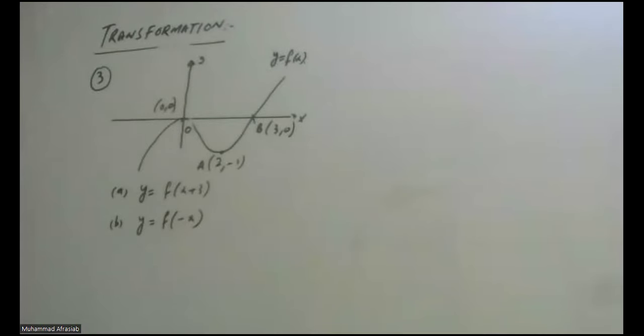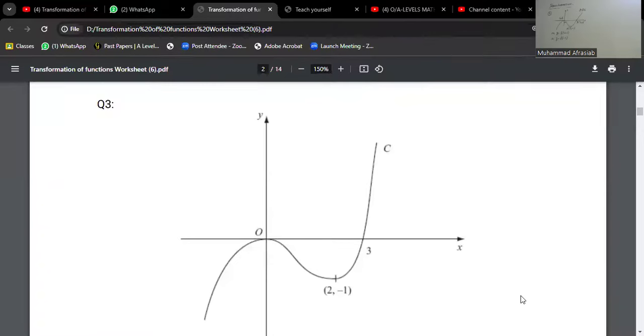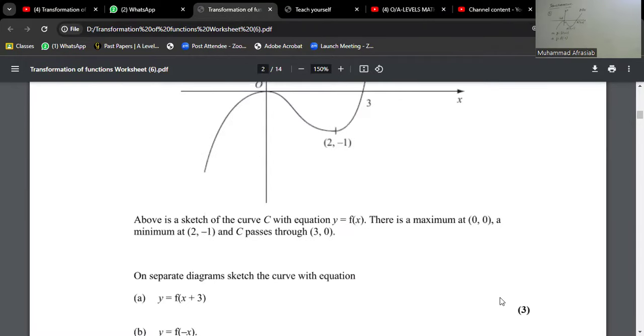Starting now, question number 3 for this topic of transformation, where the curve is shown there. And the question statement is, this is the curve shown there, which passes from the origin, has a minimum point at (2, -1), and the other point is (3, 0). The sketch of this curve with the equation y equals f(x) has a maximum point at (0, 0), a minimum point at (2, -1), and passes through (3, 0).